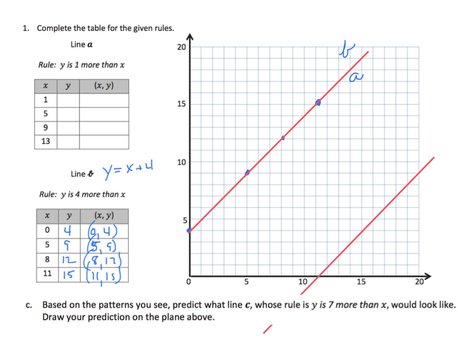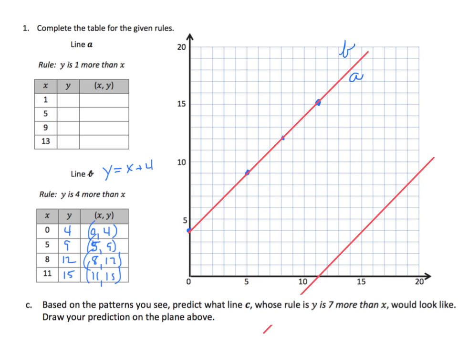And since y equals x plus 1 intersects the y-axis at 1, and y equals x plus 4 intersects the y-axis at 4, I predict that the rule y is 7 more than x is going to intersect the y-axis at 7. So we can create some values here with that rule.